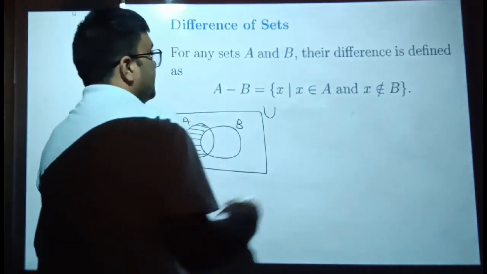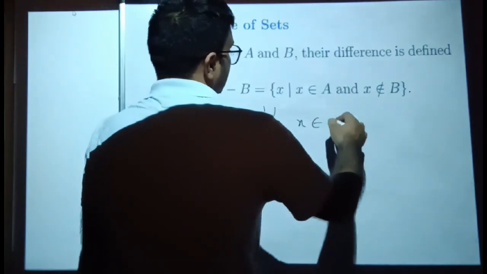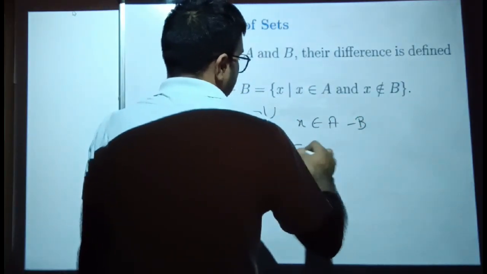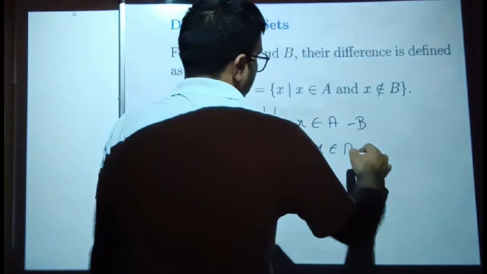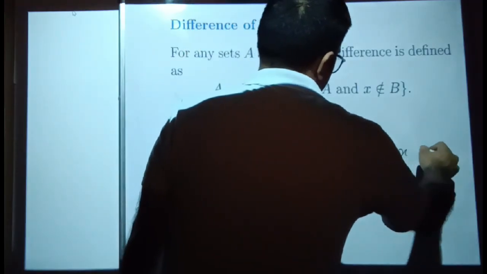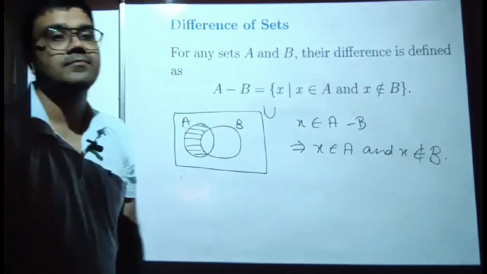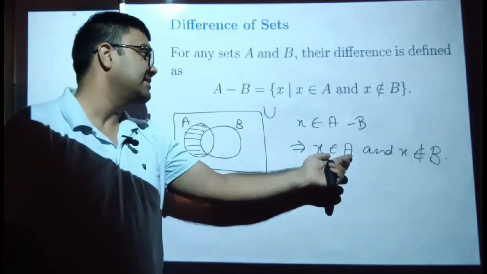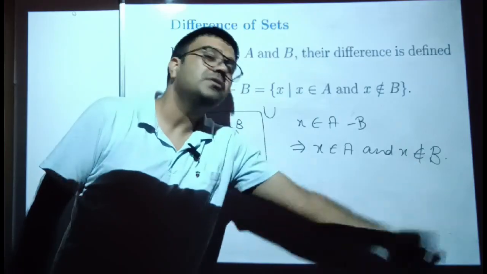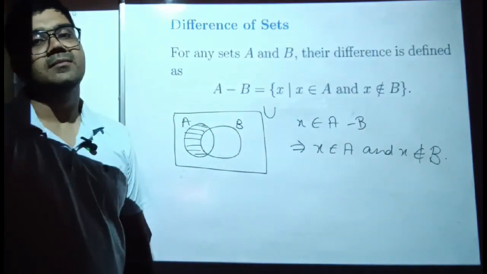So x belongs to A minus B means x belongs to A and x does not belong to B. That is, all those elements of A which are not elements of B.